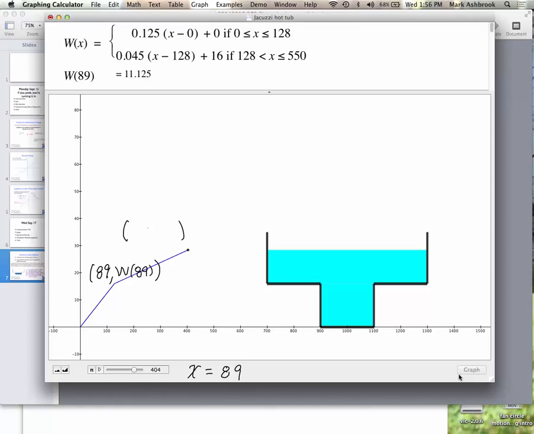What is it? Yeah. Point is 404 gallons and the height of 404. It's two pieces of information. It's the number of gallons and the corresponding height. That's what that point represents. What is the number of gallons? 404. What is the height? We could represent it W of 404. We could use graphing calculator to find it.